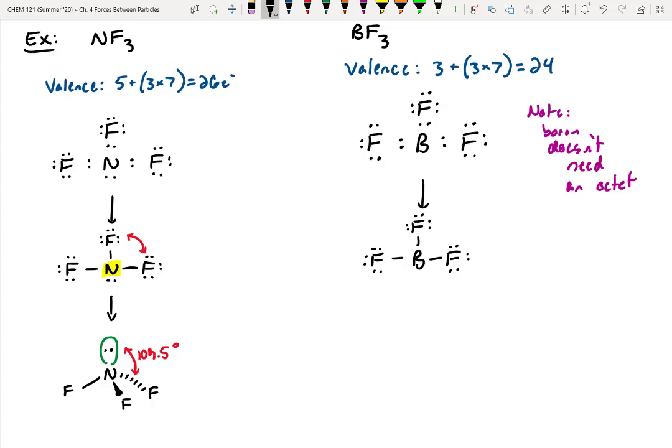But either way, here we go. We've got boron trifluoride. And then over here, you notice the only difference between these is nitrogen has a lone pair and there's no lone pair on boron. So let's look at the 3-dimensional shape for boron if it only has 3 bonded atoms and no lone pairs.